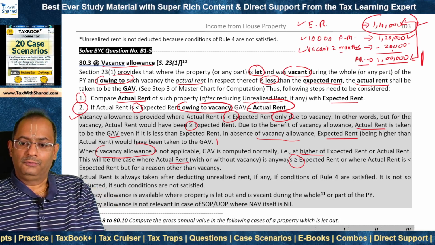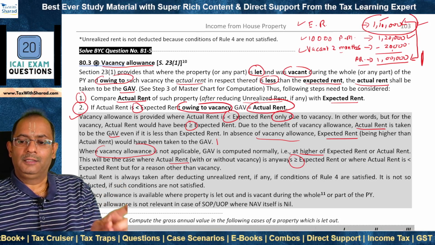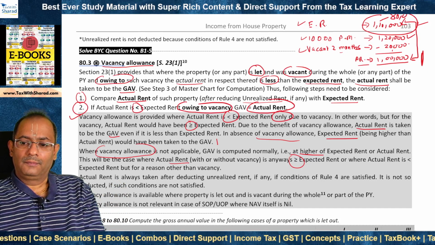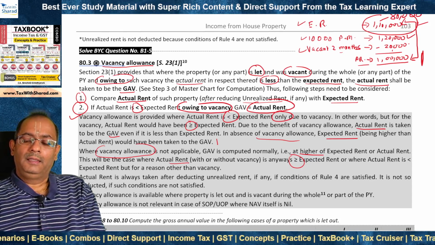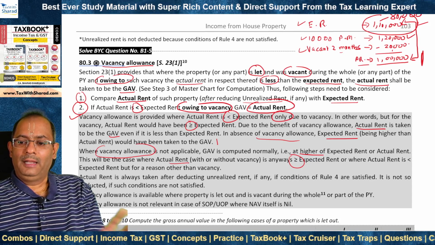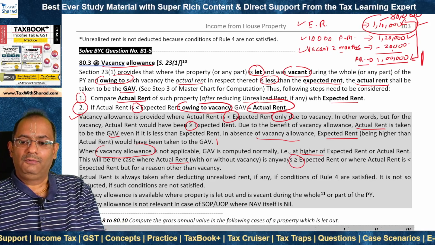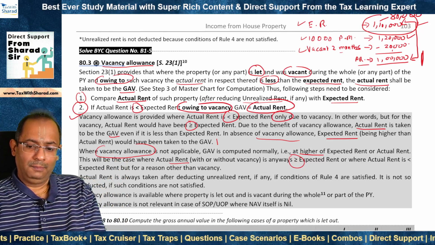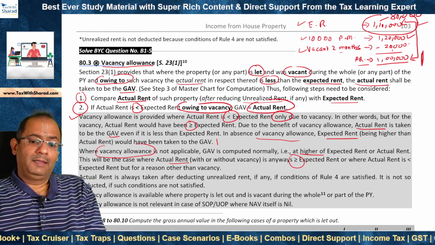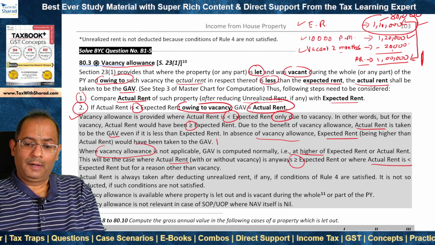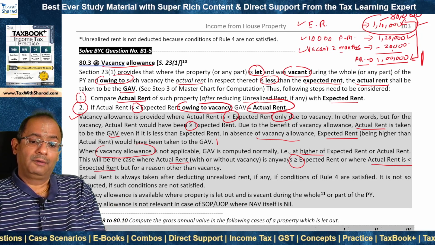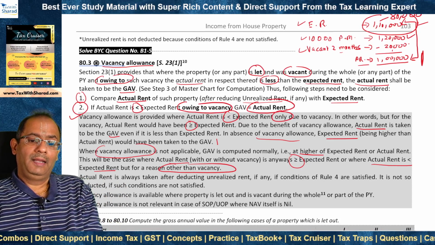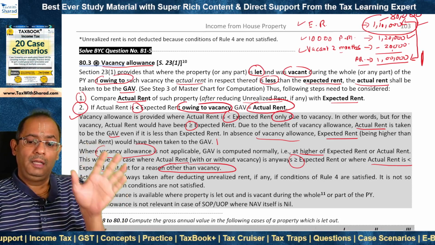With or without vacancy. So for example, if here the expected rent instead of 1,10,000 was say 80,000, then the actual rent without vacancy would be 1,20,000 and actual rent with vacancy would be 1 lakh. In both the cases, it will anyways be more than expected rent, so vacancy allowance will not apply, right? Vacancy allowance is also not applicable where actual rent is less than expected rent but for a reason which is other than the vacancy. So vacancy allowance is only available where actual rent is less than expected rent only on account of vacancy.